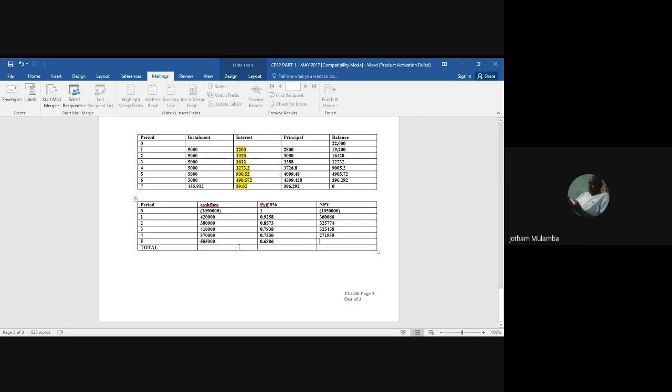So 555,000 times 0.6806. 377,733. 377,733. And now add those values. Let me just color yellow. Add all these values, starting with the negative 1 million and 50,000, add those other values together.